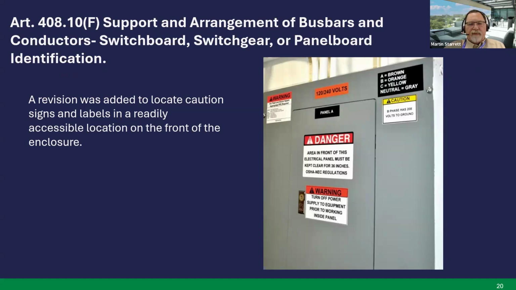Article 408.10(F), that's your support and arrangement of bus bars and conductors, switchboard, switchgear, panelboard identification. The revision was added to locate all caution signs and labels, including warning labels, in a readily accessible location on the front of the enclosure. I know sometimes the older ones might have a label inside when you open the door. But with this new article, all your warning labels and signs are going to have to be on the front of the enclosure.